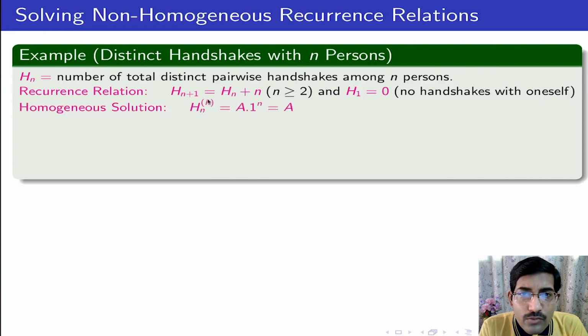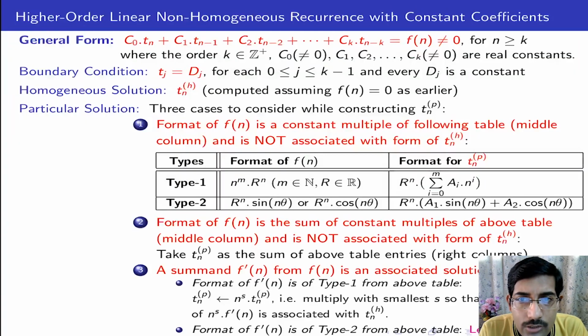For the homogeneous solution, h(n plus 1) equals h(n), this will give me some constant into 1 to the power n, that is the constant itself. Now for a solution of particular type, let us look back at this table. Our Fn is of this format because m is 1, r is 1. So it is of n to the power 1, 1 to the power n. So it gives me n.